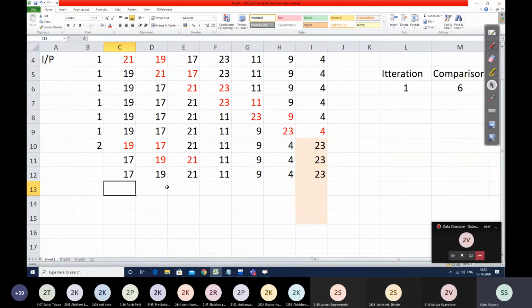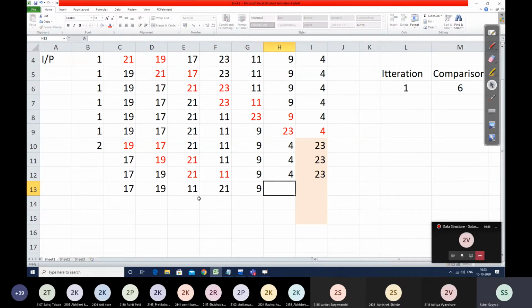Next I'll compare 21 with 11. Whether 21 is greater than 11, students? Yes, 21 is greater than 11, right? So a swap will take place between 21 and 11. So 11 and 21 are swapped.